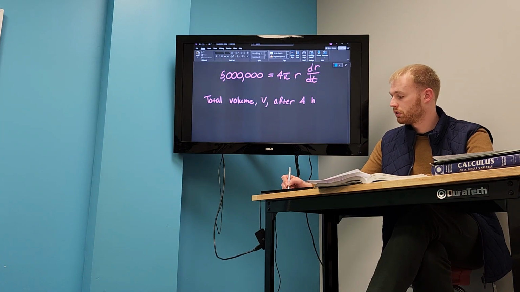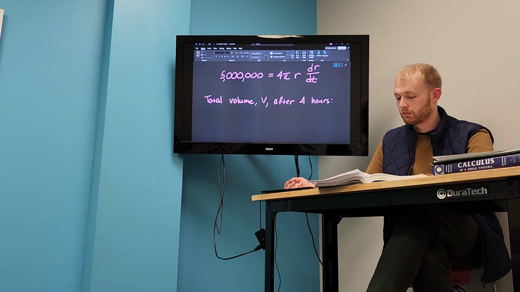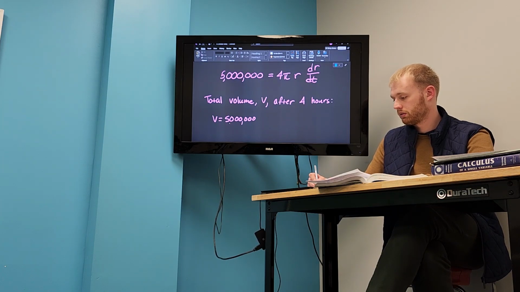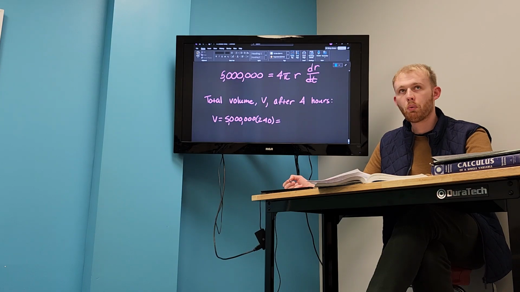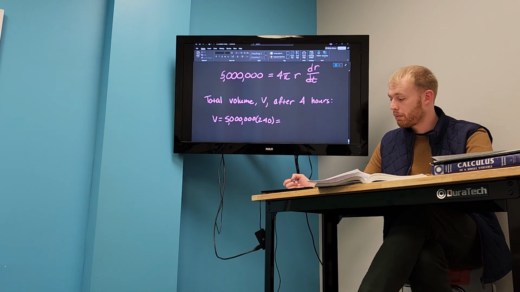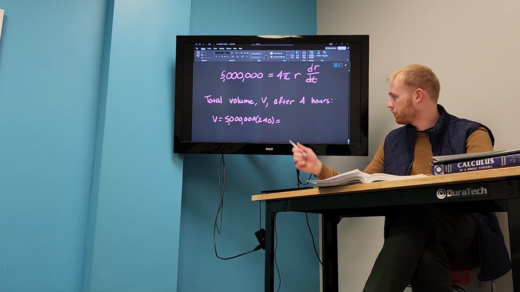After 4 hours, so it's just 5 million times 60 times 4, so 240. 5 million times 60 times 4, good. So 5 million times 240. Okay, what is this? That's the volume. Yeah, but what is it simplified to? We can simplify this.